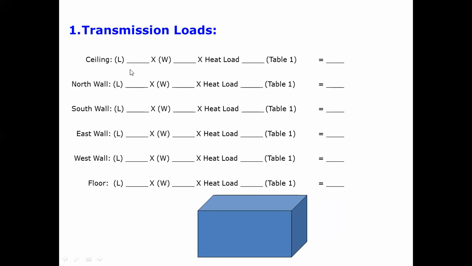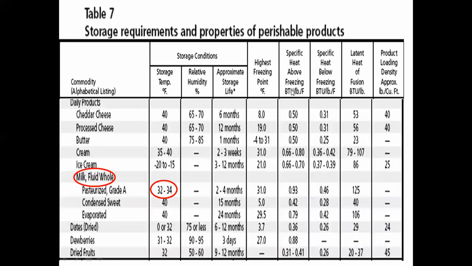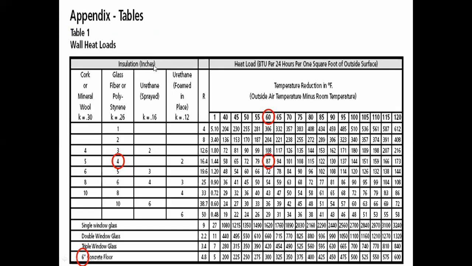So, what is the area of the ceiling? 28 into 8, right? 28 into 8 is the area of the ceiling. Next, we are going to find the heat load. Heat load we can find from table 1. It's table 7. So, table 1. You can see here, we are going to find it for the ceiling, correct?